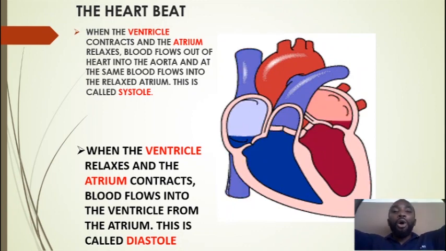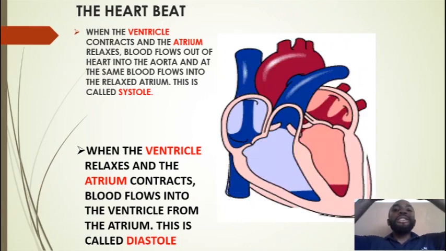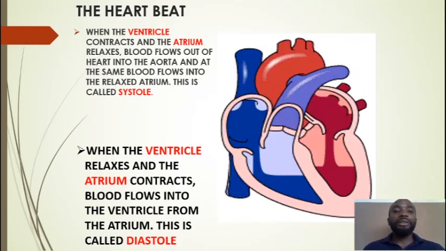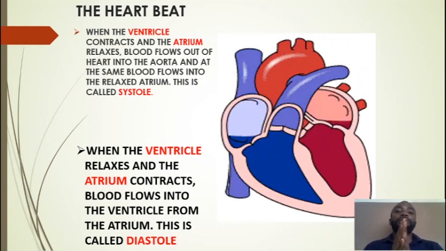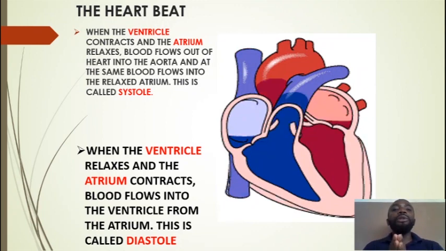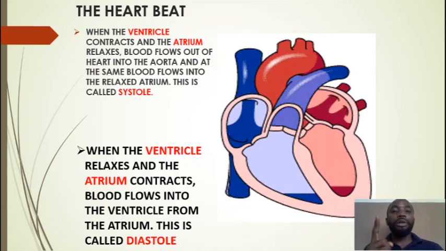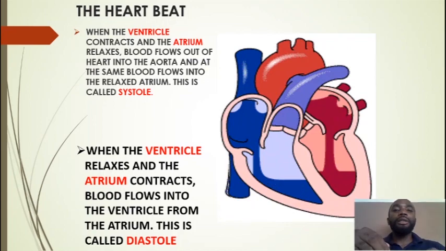Now, the two chambers up, we call it the atria. In systole, these two chambers relax. Now, we also have two chambers down, we call the ventricles. In systole, these two chambers contract. So when this happens, blood will leave the heart through the ventricles, and at the same time, blood will also flow into the heart through the atria.